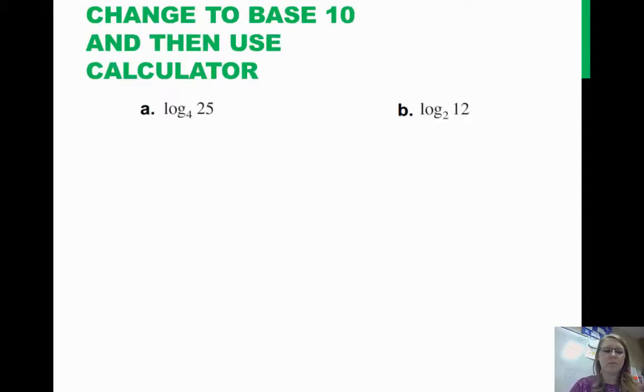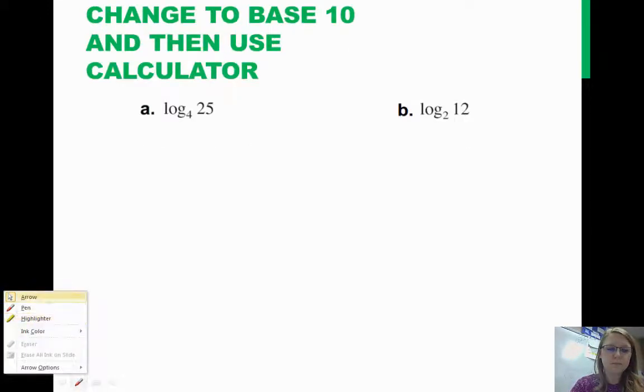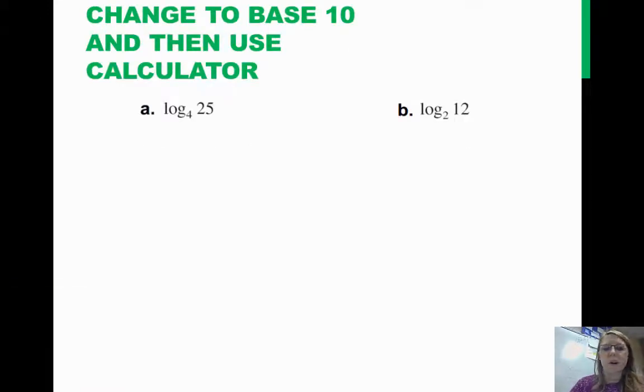Let's do some examples. So here we have log base 4 of 25, and we want to switch to log base 10. So what we're going to do is take the log of 25, and divide that by the log of 4. Now that we have it set up like this, we can use our calculator to solve what log base 4 of 25 is. And once you put this into your calculator, you're going to get the answer of 2.32.